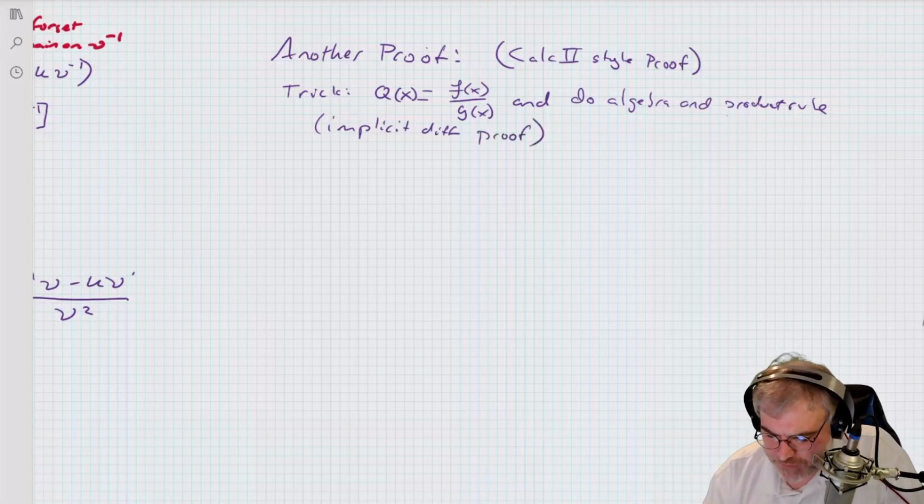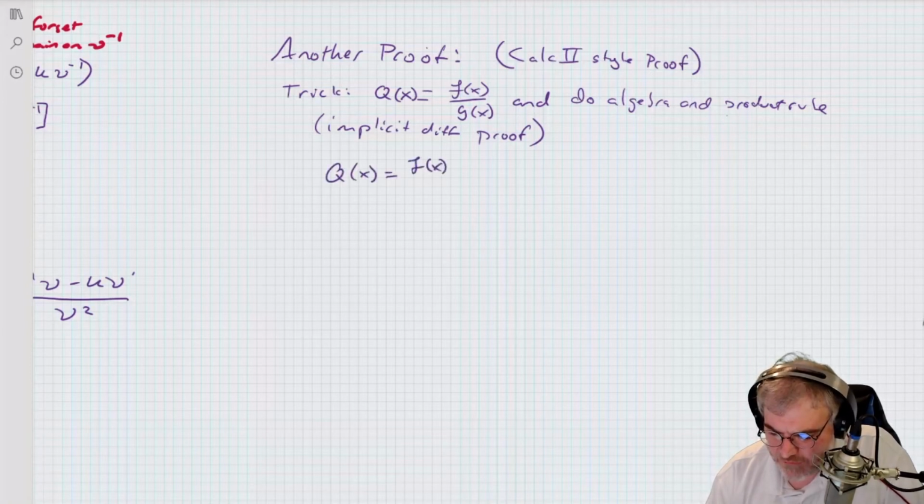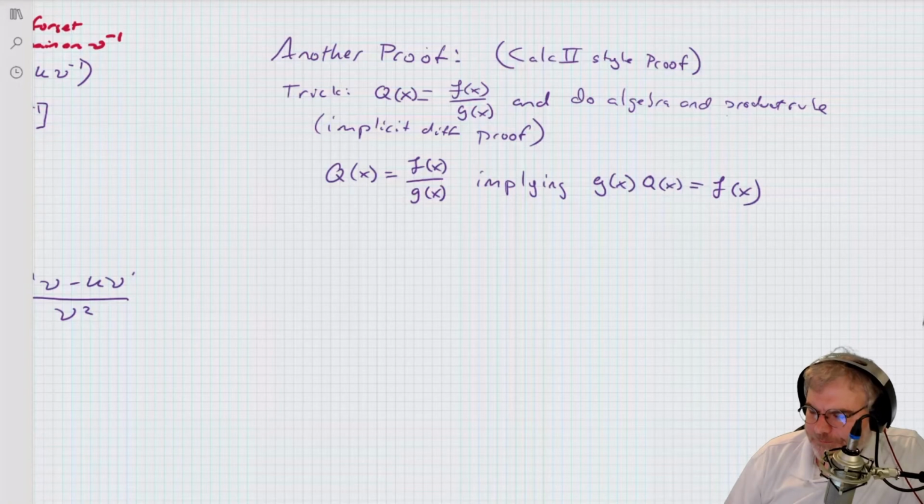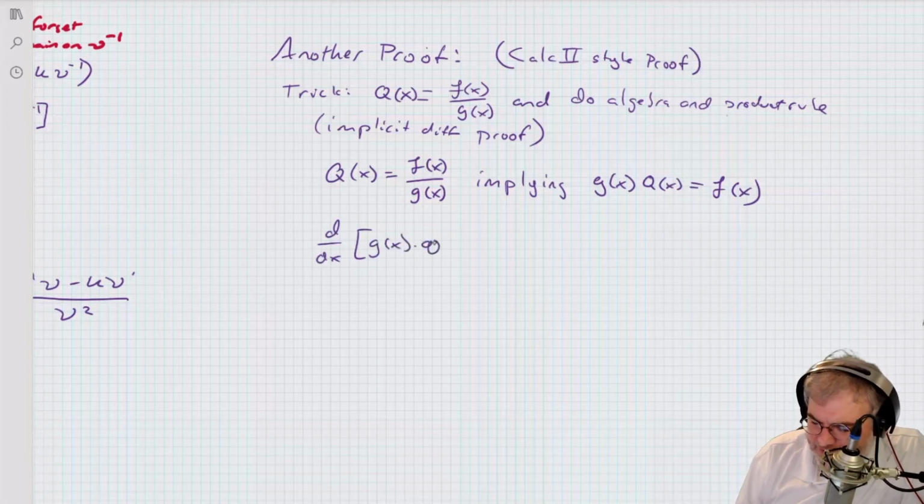Okay, so this is the implicit differentiation proof. What I do is I say, Q of X equals F of X over G of X. And that means G of X times Q of X equals F of X. Now I take the derivative of both sides, and I get d over dx of G of X times Q of X equals F prime of X.